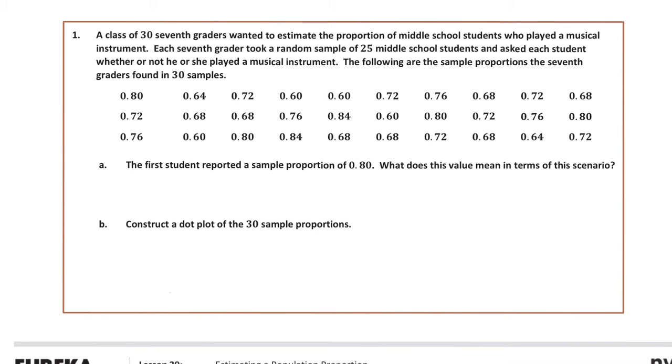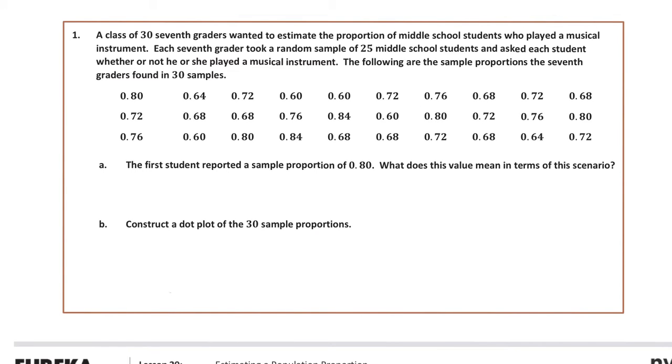Alright, number 1. A class of 37 7th graders wanted to estimate the proportion of middle school students who played a musical instrument. Each 7th grader took a random sample of 25 middle school students and asked each student whether or not he or she played a musical instrument. The following are the sample proportions the 7th graders found in the 30 samples. So here are our 30 samples. This is data that was taken from 7th graders, and each of these 7th graders asked 25 middle school students if they played an instrument or not, and this is what they collected.